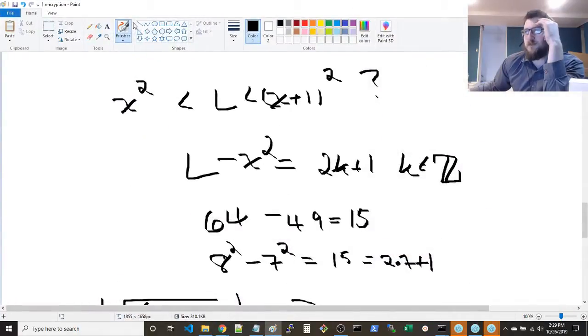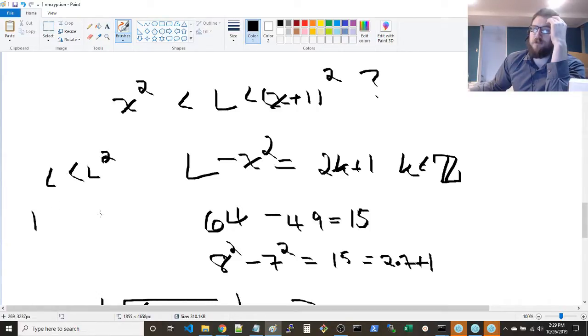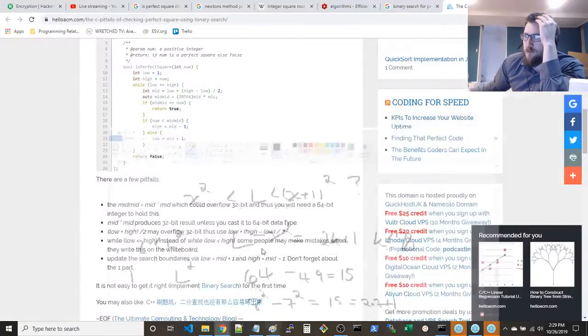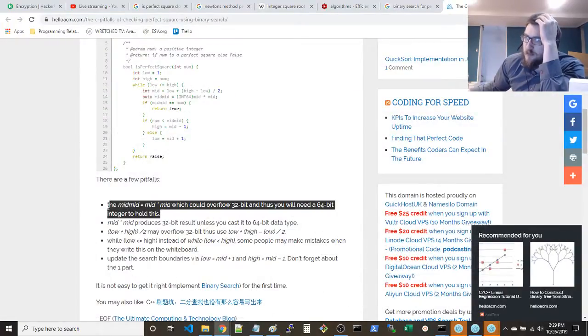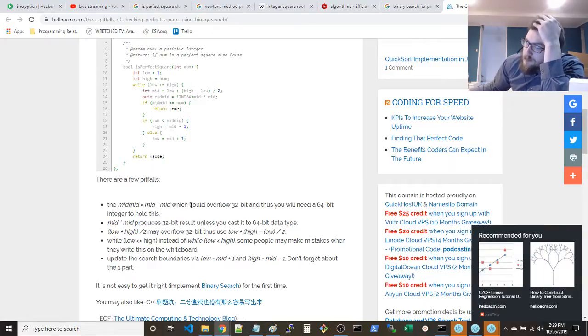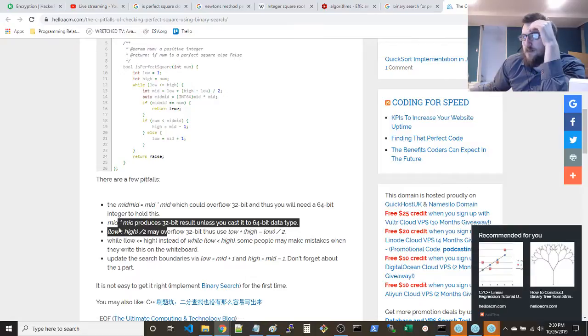Alright, the range of numbers is actually, because you know that L is going to be less than L squared for all positive integers, you can just binary search between 1 and L squared. Oh, I see. Got it. And just keep squaring this number until you find, okay. Never mind. Got it. The mid square could overflow. 64 bits. This could overflow.